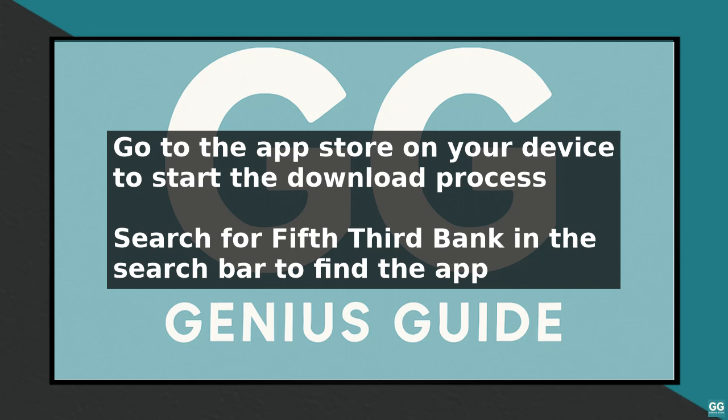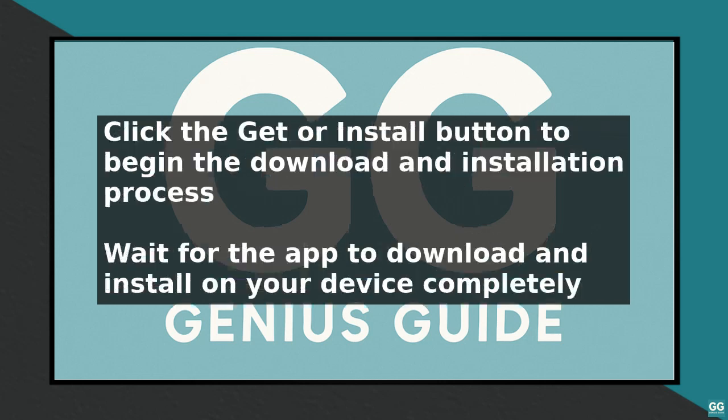Wait for the app to download and install on your device. This should only take a few seconds. Once the app is installed, open it and click on the Get Started or Enroll Now button. You will be prompted to enter your Fifth Third Bank username and password.